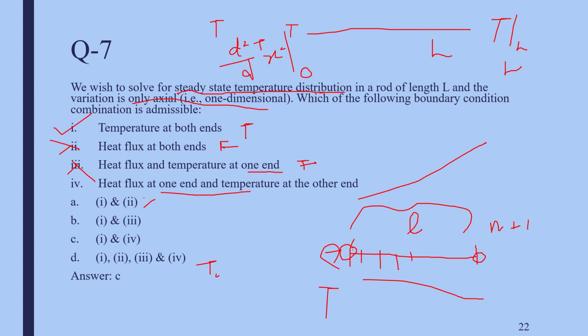So option A, it is 1 and 2, it is wrong. Option B, it is 1 and 3, it is wrong. Option C, it is 1 and 4. Option C is the right answer. Option D, everything is given, which again is false. So answer to this problem is option C. I hope this is clear. We will go to question 8.